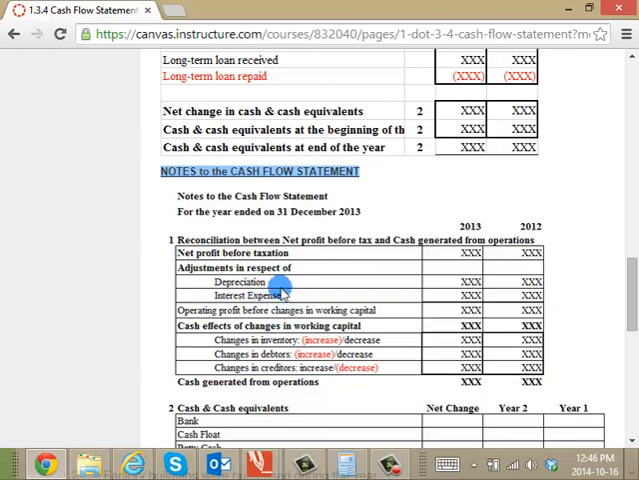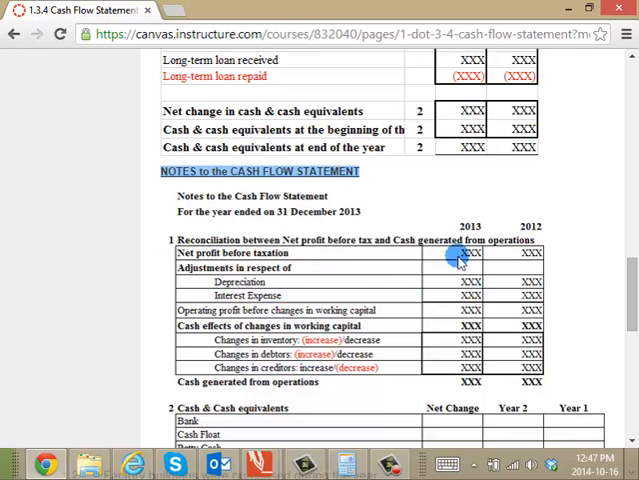Interest expense, the reason we add that back, you see both of these are positives. We're adding them back to the profit before tax because depreciation is a non-cash flow item, alright? So there's already a minus depreciation included in the profit before tax, so to reverse that effect of the non-cash flow item, we add it back, right?